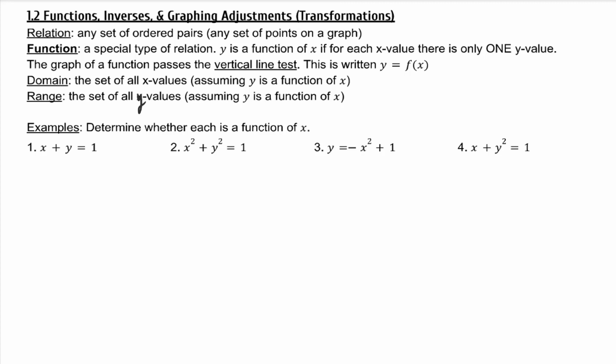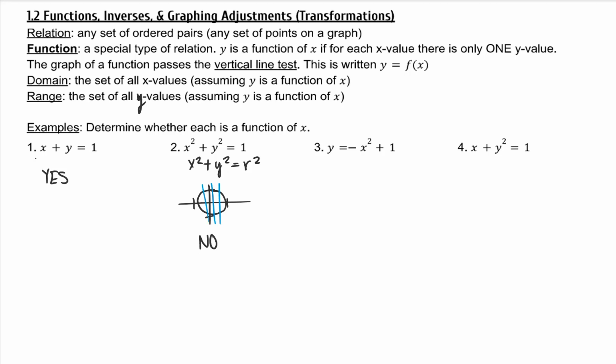So determine whether each is a function of x, whether it will pass the vertical line test. This right here is just a line. All lines are functions, so yes. This, what is that? x squared plus y squared equals 1? That looks familiar, doesn't it? Oh, it's the unit circle. So it is a circle around the origin whose radius is 1. That definitely does not pass the vertical line test.